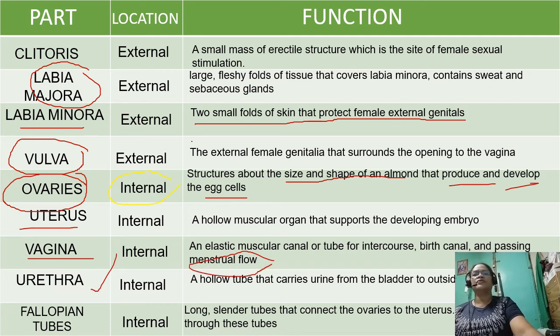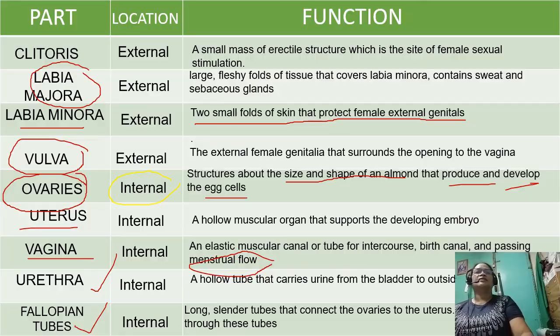Next is the urethra. This is a hollow tube that carries urine from the bladder to outside of the body. The last one is the fallopian tube. These are long slender tubes that connect the ovaries to the uterus. This is where the ova or the eggs travel through.